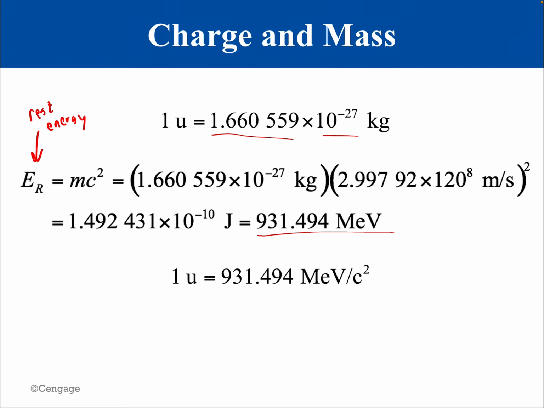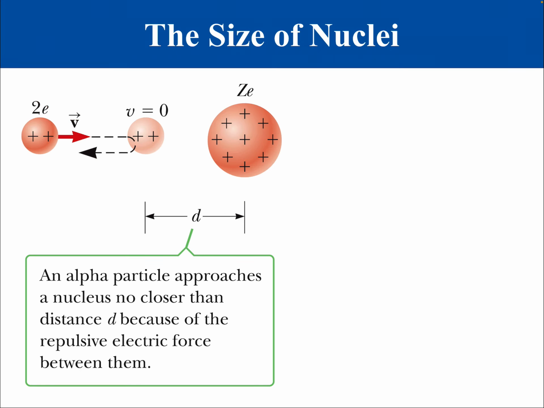Okay? And here then is the atomic mass unit expressed in those relativistic units, or just units well suited to relativity, which is mega electron volts per the speed of light squared. Okay? All right. So the size of the nuclei. How does the nuclei hold together, and why do those protons not just push apart from each other?